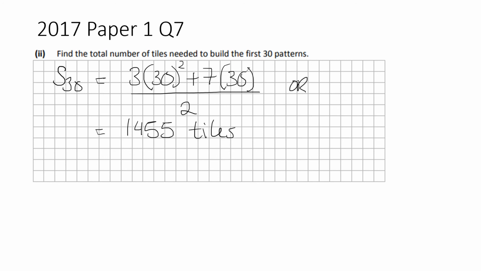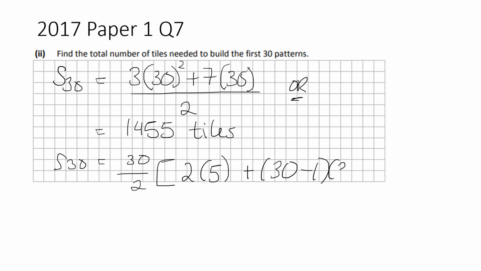Or you could have put it into the original formula, the sum of 30, where it's 30 over 2, bracket 2 times a, so 2 times 5, plus 30 minus 1 by the difference, which is 3, close your bracket, put that all into your calculator, and it comes out with 1,455 as well. So either or, you've got a choice from those two options there.